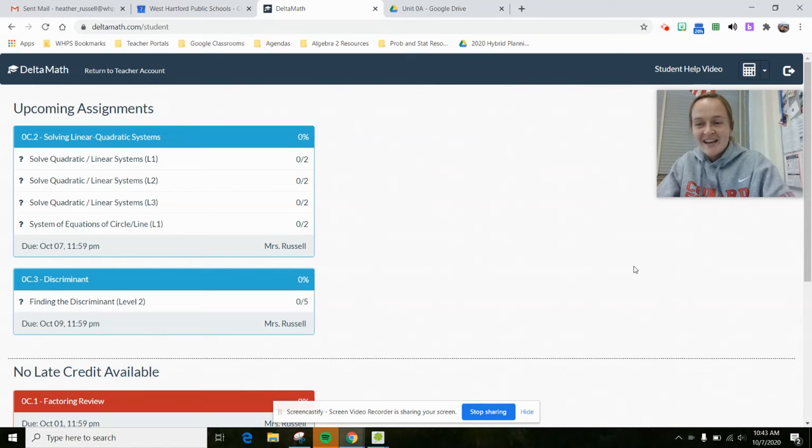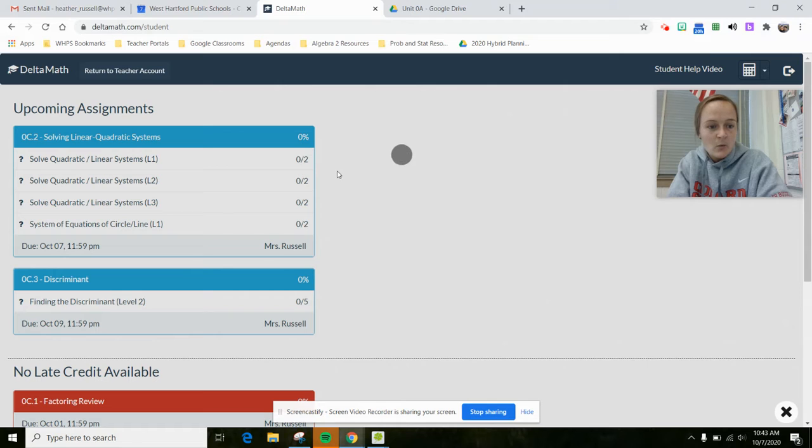Hi, everyone. I have received a lot of questions about how to do the last part of the 0C.2 solving linear quadratic systems homework assignment on Delta Math. So I'm going to go through one of the problems right now so that you hopefully are able to understand it a little better and turn in your assignment tonight.